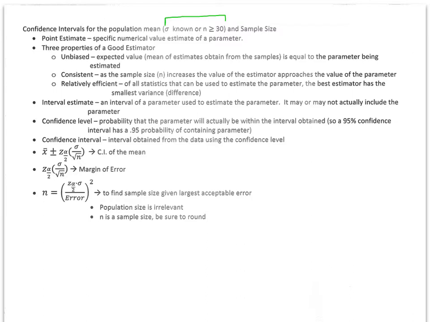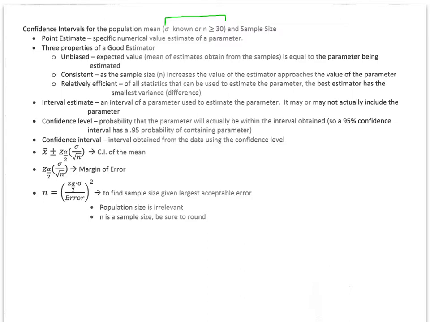It's consistent. As the sample size increases, the value of the estimator approaches the value of the parameter, meaning this. We know that a small sample could have us pretty far off of the mean. I could easily go out and interview 5 people and end up with an average height way above that of the regular population. But as I interview more and more people, as I increase my sample size, the mean of the sample is going to become closer to the mean of my population.